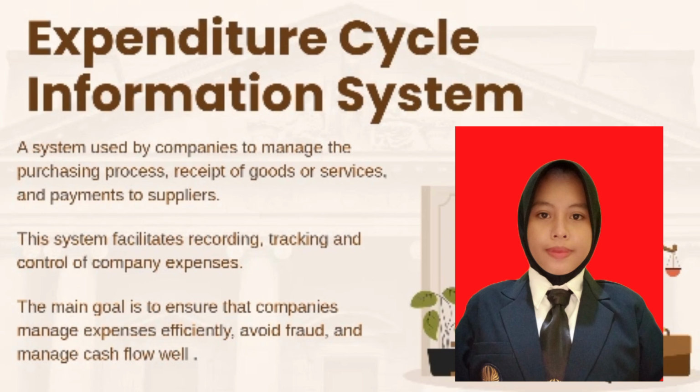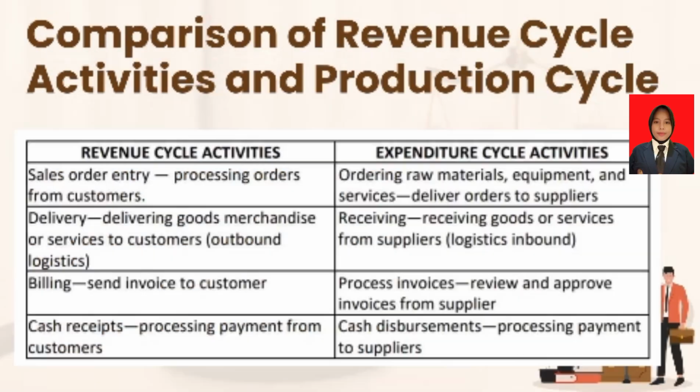The expenditure cycle information system is a system used by a company to manage the purchasing process, receipt of goods or services, and payment to suppliers. The system facilitates recording, tracking, and control of company expenses. The main goal is to ensure that the company manages expenses efficiently, avoids fraud, and manages cash flow well. This is a comparison of revenue cycle activities and production cycle.